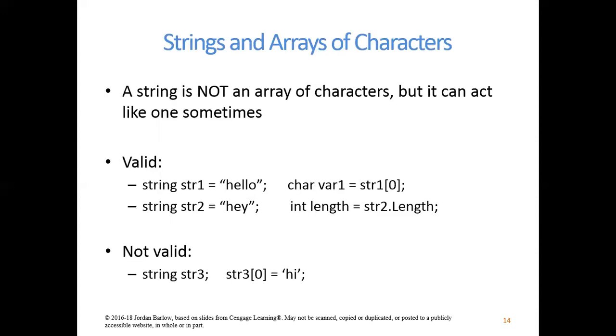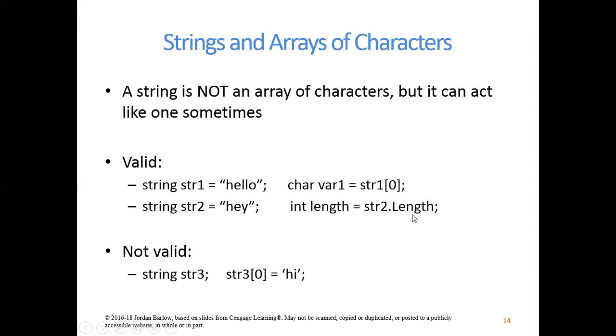And then last thing I wanted to point out on the slides before I jump into the example is that a string is not an array of characters, strictly speaking, but it can act like one sometimes. So you can use subscripts with strings the same way that you use subscripts with arrays. So if you have a string variable called str1, then str1 with a 0 in brackets is telling C# that you want element number 0, or character number 0, of that string. So char var1 in this case would hold the value of the character h.